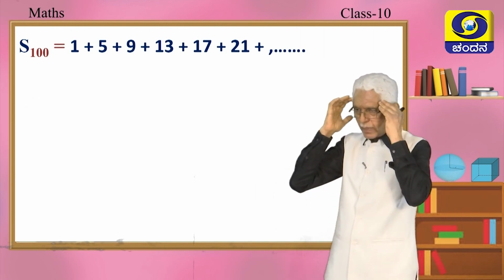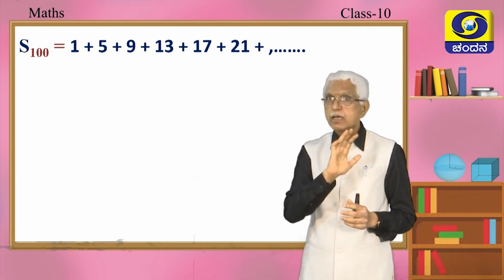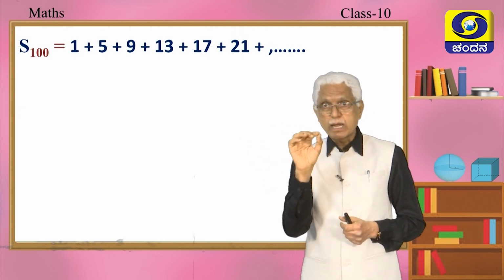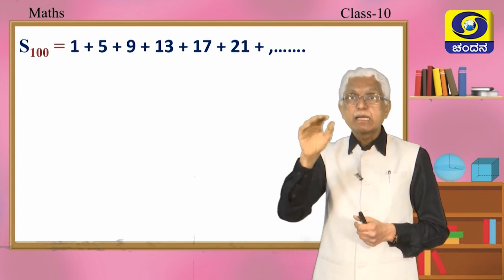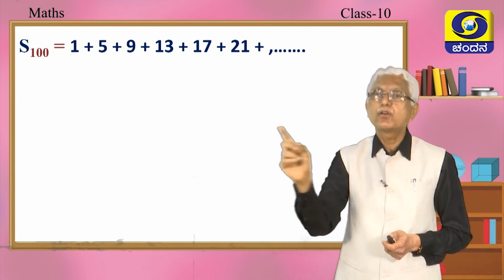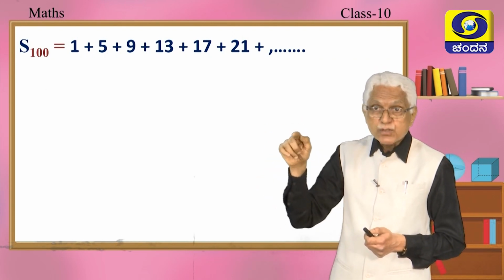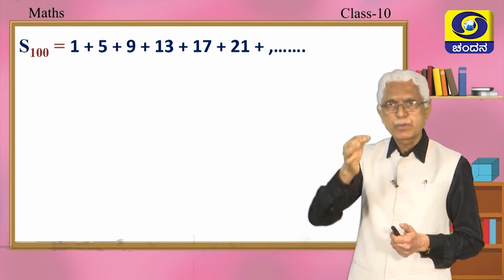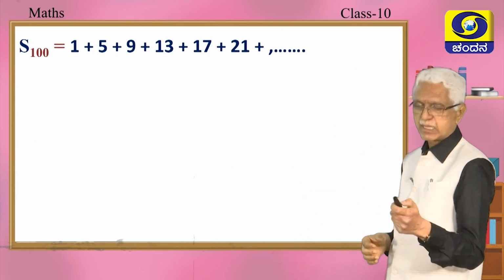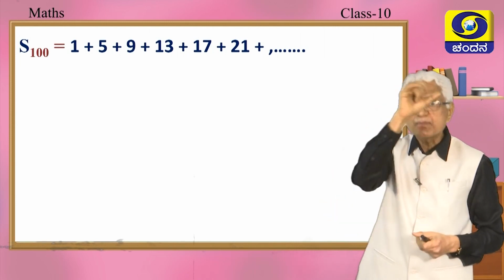S100. Don't be under the impression that S100 means 1 plus 2 plus 3 plus dash dash 100. It is not the sum of natural numbers. It is 1 plus 5 plus 9 dash dash dash. Therefore, I cannot use the formula n into n plus 1 by 2, that was applicable only for natural numbers starting from 1 to n. Now, I have an arithmetic series 1 plus 5 plus 9 dash dash dash. How to find the sum of 100 terms of this series?